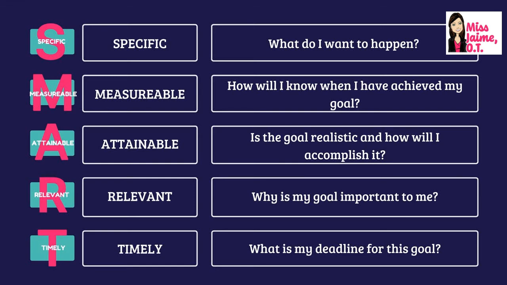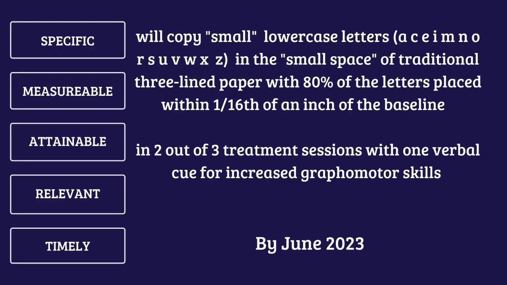When it comes to making a handwriting goal about letter size, we want to make sure it's a SMART goal: specific, measurable, attainable, relevant, and timely. So here's an example of a SMART goal that focuses on lowercase letter writing and size. Let's say Johnny will copy small lowercase letters, and I specified after that exactly which letters I'm talking about because we want to make sure that our person who's progress monitoring will be able to look at this and know exactly what it is that we are talking about.